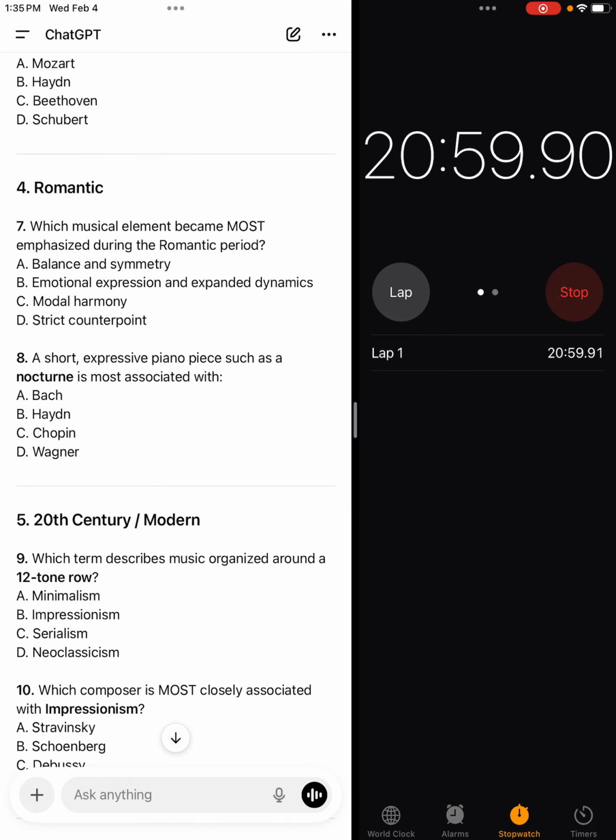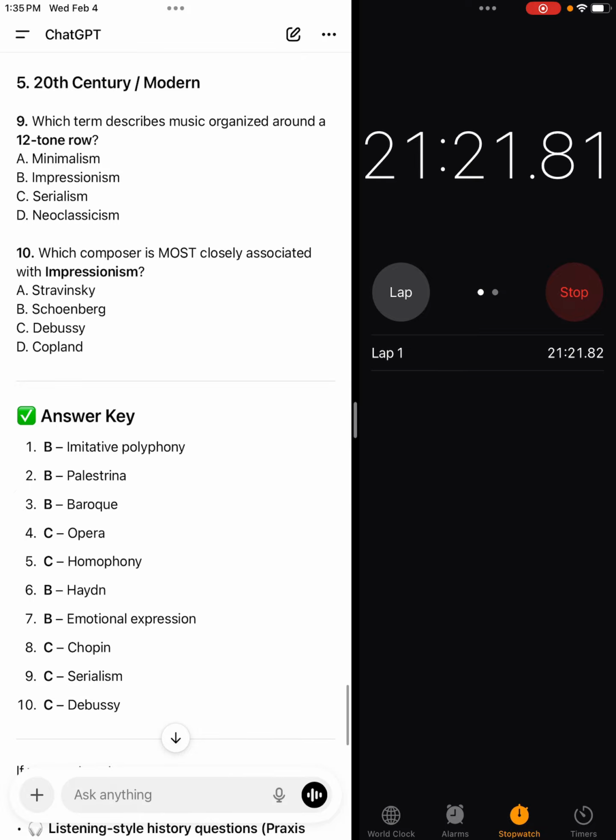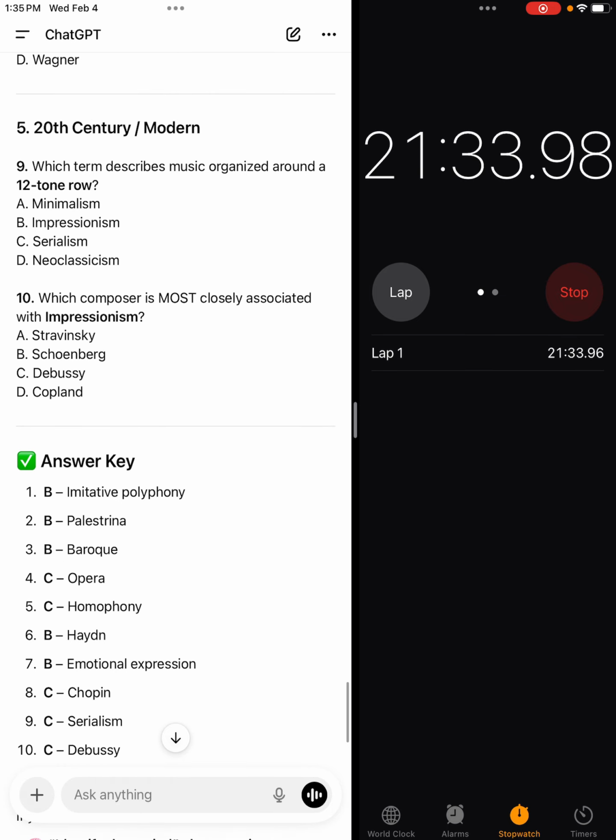Which musical element became most emphasized? Okay. Emotional expression and expanded dynamics. This one, a short expressive piano piece, the nocturne, is associated with Chopin. Which term describes music around total surrealism? Which composer is impressionable? Schoenberg. Okay, I'm going to see what answers I got right.